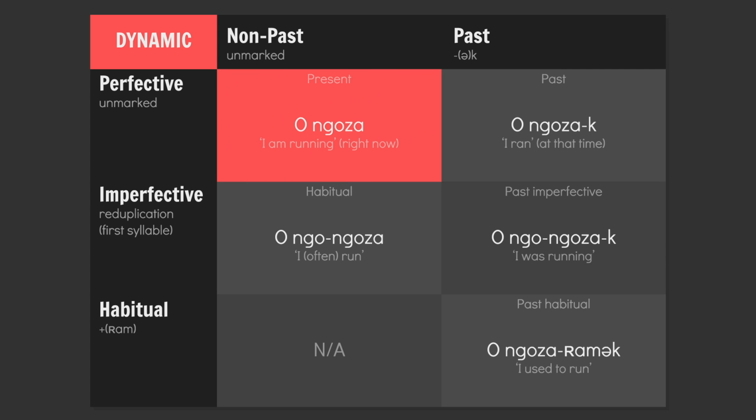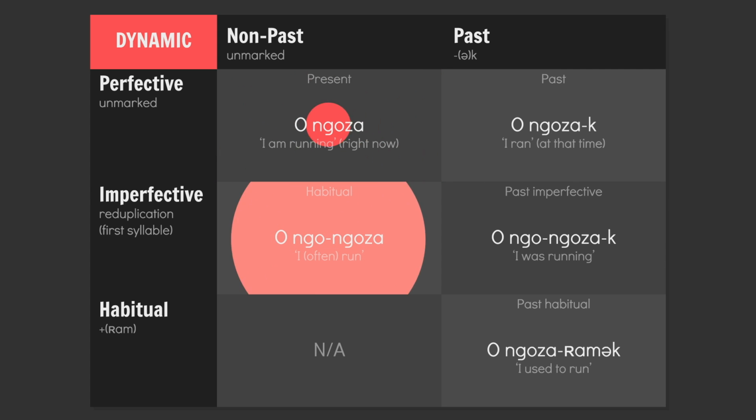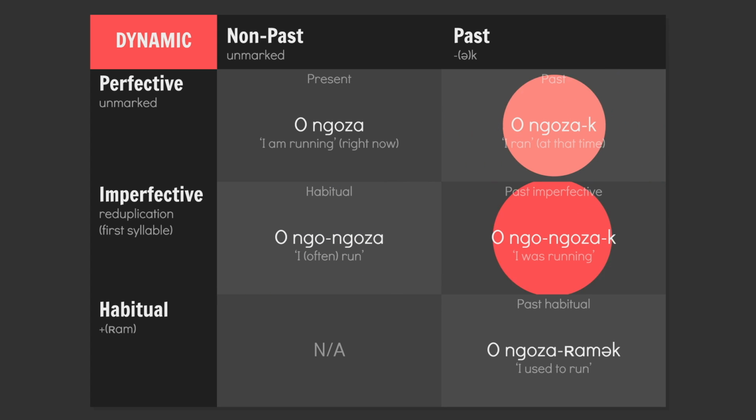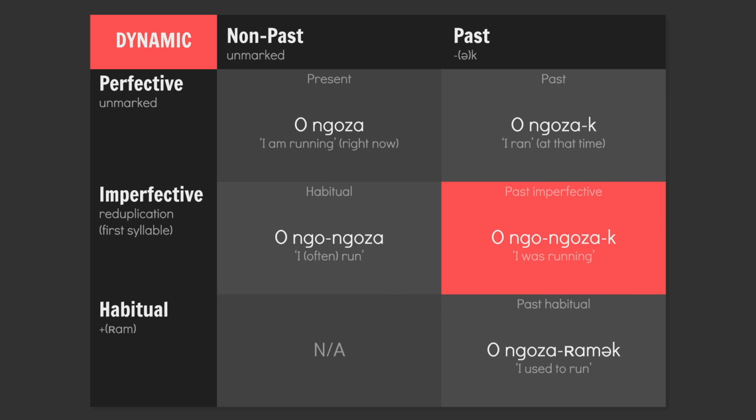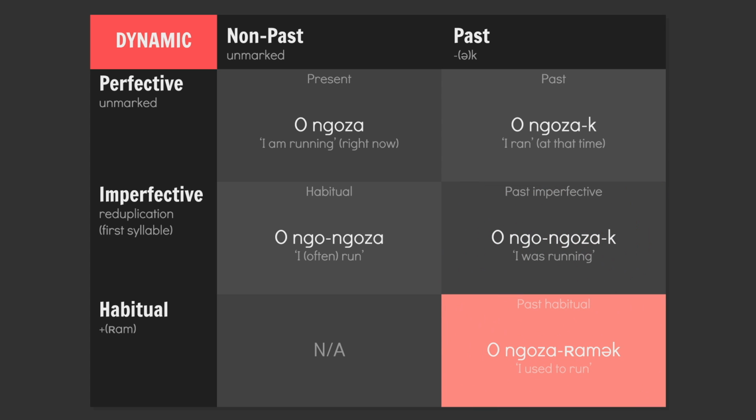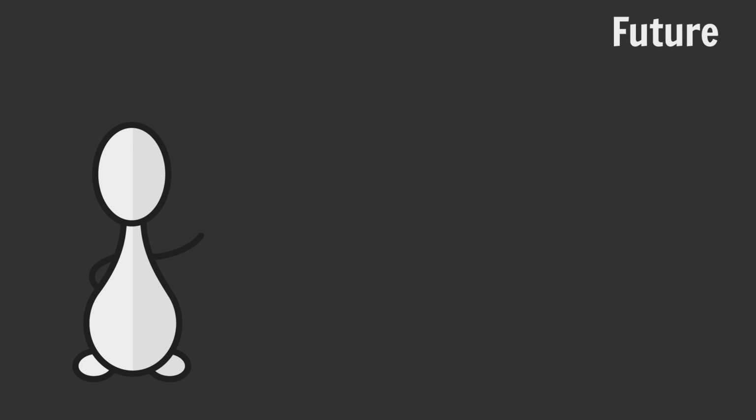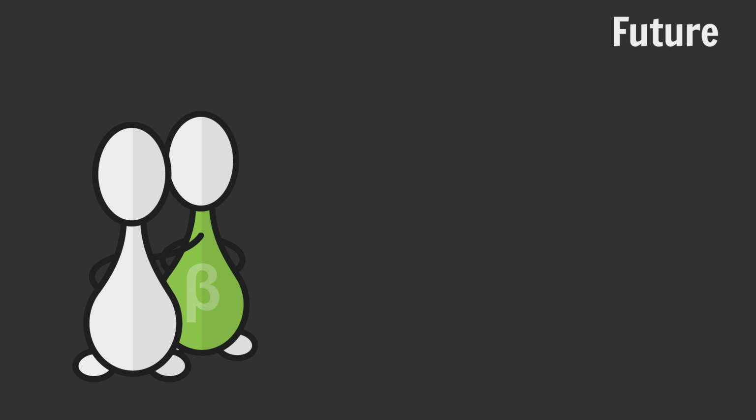Cool, so o ngoza, I am running right now. O ngongoza, I run often. O ngozak, I ran. O ngongozak, I was running. And o ngoza ramuk, I used to run. Looks great so far, but what about the future? If the future tense isn't grammaticalized, it can instead be expressed through periphrasis, or, more specifically, through an auxiliary verb construction.